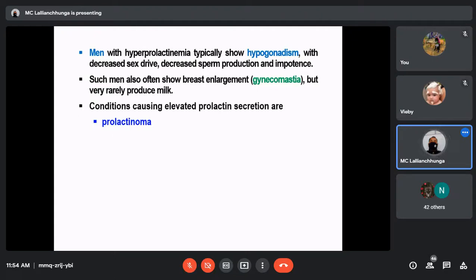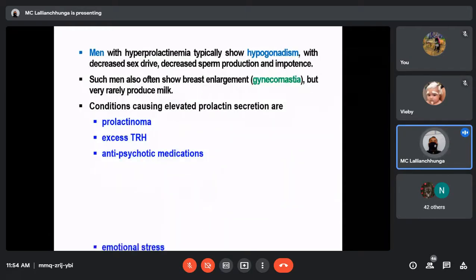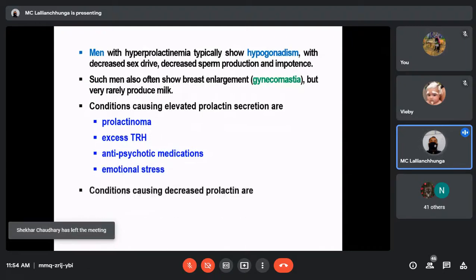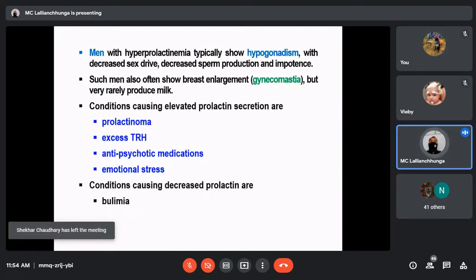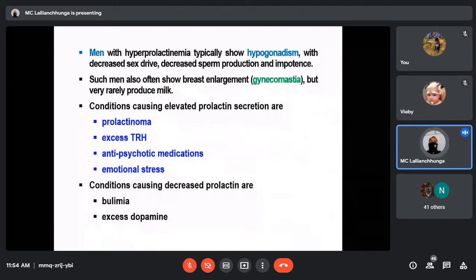Okay, condition causing elevated prolactin secretion, we can say prolactinoma. I told you, tumor of the lactotrophs. If there is excess TRH, you already know that TRH is also causing increased production of prolactin. Antipsychotic medications may also cause increased prolactin production, and emotional stress. And what are the conditions causing decreased prolactin are bulimia, eating disorder, and excess dopamine. Okay, if too much excess dopamine is there, prolactin secretion cannot take place.